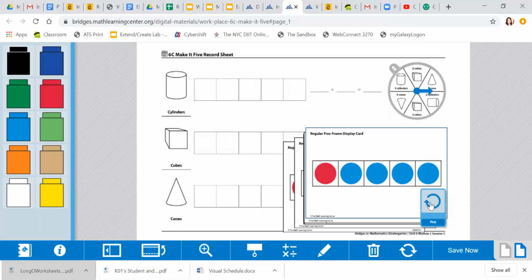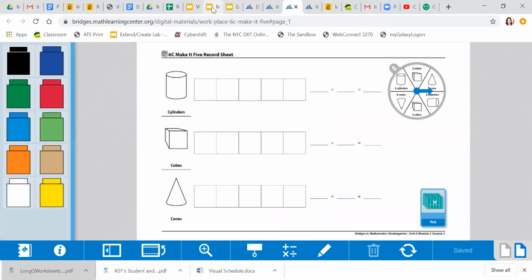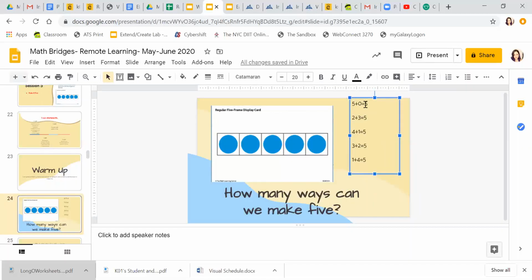You know what? I don't think so. I actually don't think there are any more ways to make 5. Let's go back. So we have 5 plus 0 equals 5. 2 plus 3 is equal to 5. 4 plus 1 is equal to 5. 3 plus 2 is equal to 5. And there's only one. Oh, no, we did it. We did it. We actually have all the ways here that we could make 5.